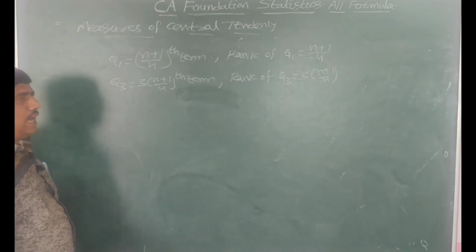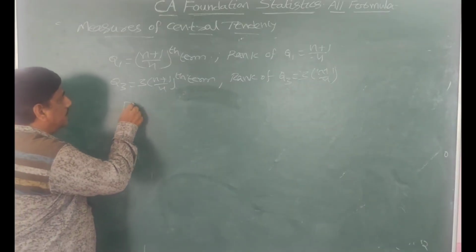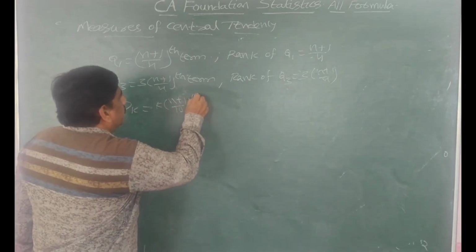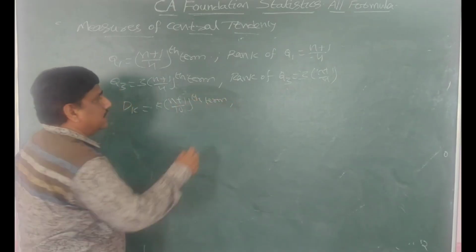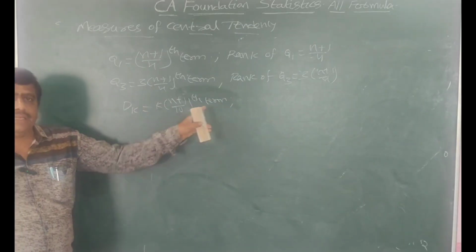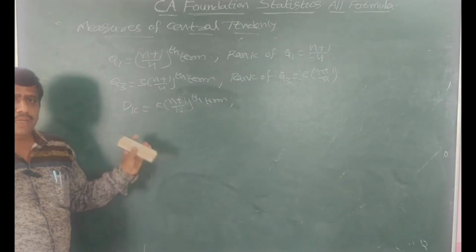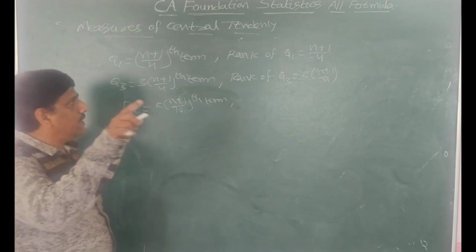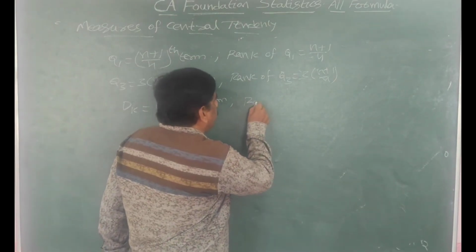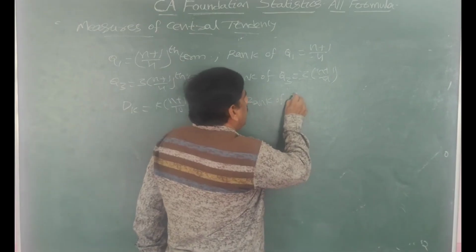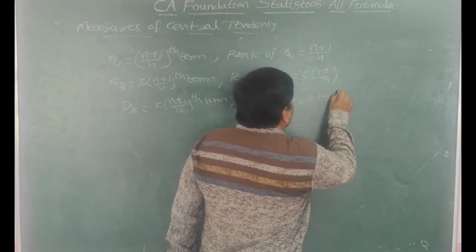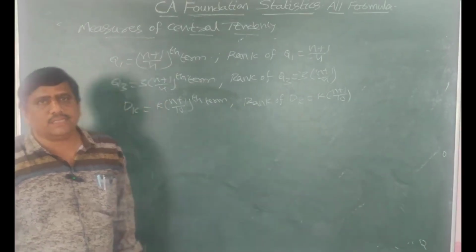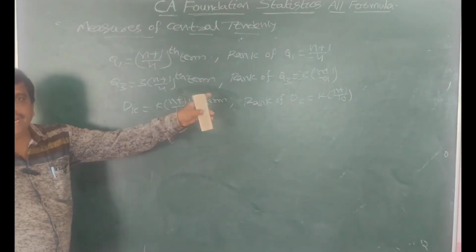Similarly, deciles. I am writing a general formula. The kth decile, Dk, is the k into (n plus 1) by 10th term, where k can range from 1 up to 9. The first decile is the (n plus 1) by 10th term, the second decile is 2 into (n plus 1) by 10th term, and so on. The 9th decile is 9 into (n plus 1) by 10th term. And if it is rank, the kth decile rank is k into (n plus 1) by 10. Suppose they ask the rank of the 6th decile, then 6 into (n plus 1) by 10 is the formula.